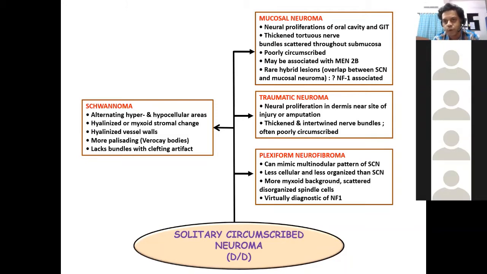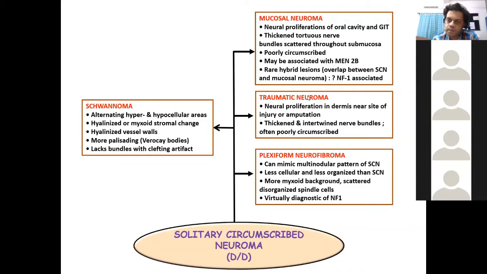neuromas are one of the pointers to a main syndrome, especially in the case of MEN 2B. They are one of the important criteria for diagnosis. So before signing out anything as a mucosal neuroma, we need to be sure whether it is really one.